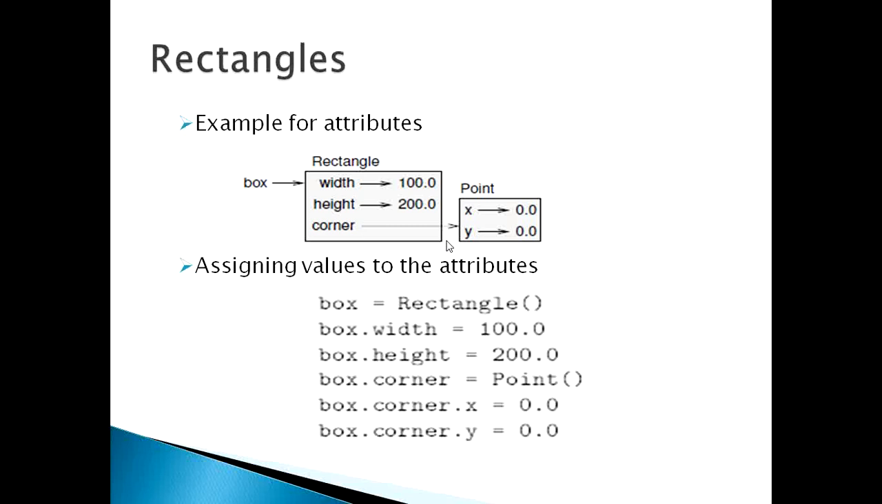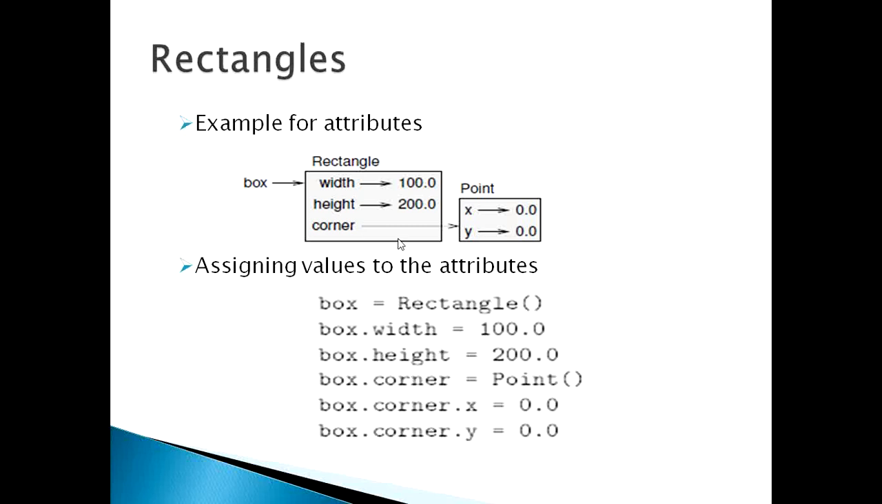Now as you can see in the second part, we are trying to assign values to the attributes. The first statement, box is equal to rectangle, is nothing but creating an object called rectangle. Once the rectangle has been created, we'll instantiate it and assign values to the attributes. Once the object has been created, the next very important thing is that it has to be instantiated. That's what we'll be doing.